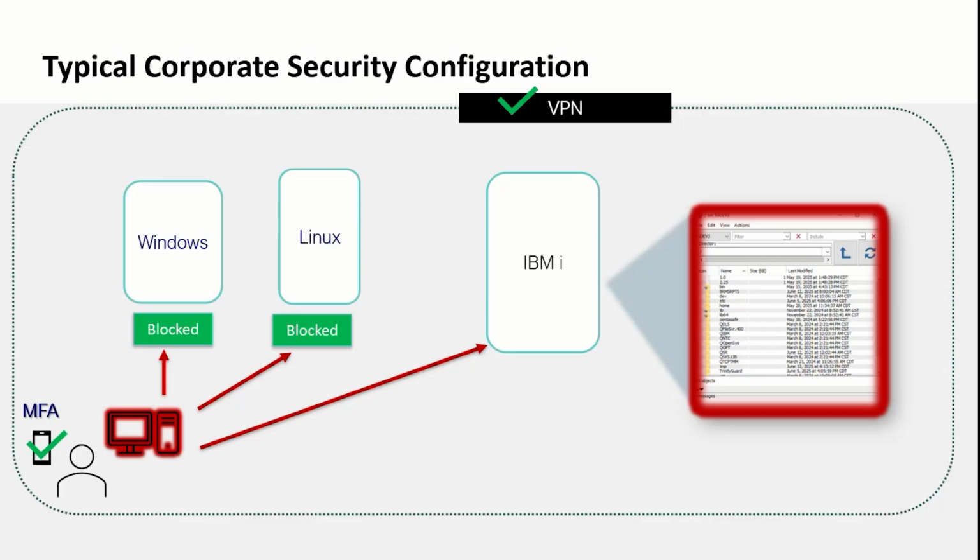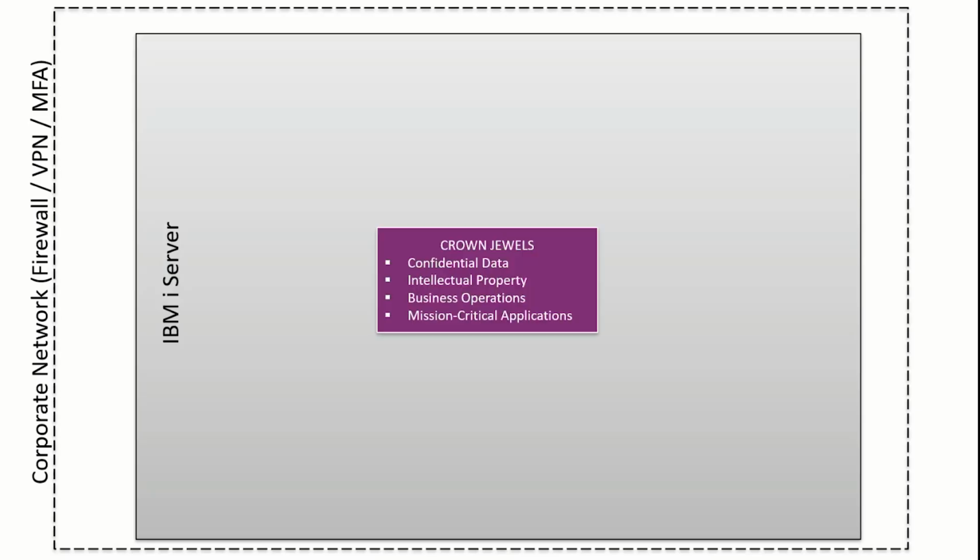Next, we're going to look at some different layers of protection that can be implemented. First, you have the corporate perimeter security, things like your corporate firewall, your VPN, your MFA authentication. The IBM server with your intellectual property, operations, mission critical, and confidential data is inside this environment.